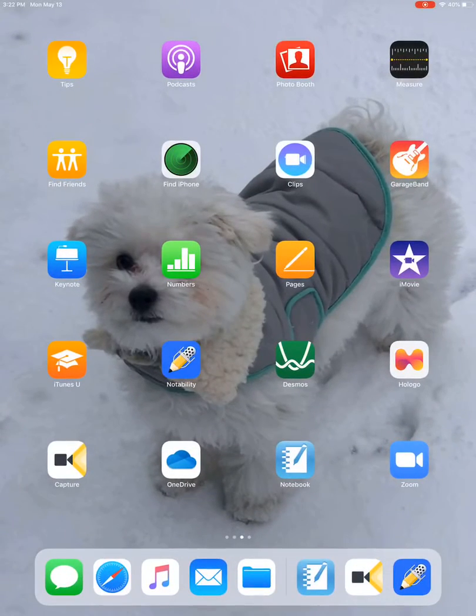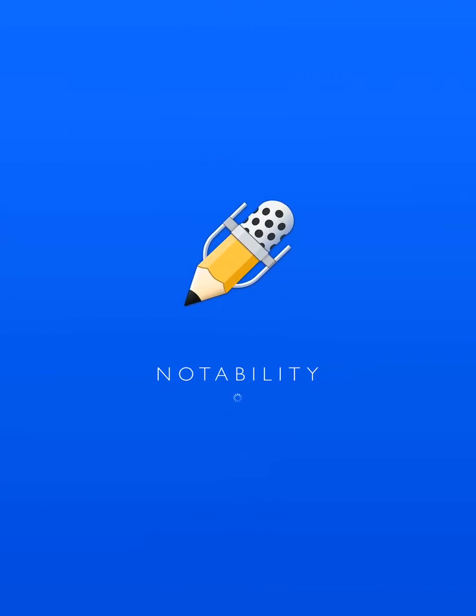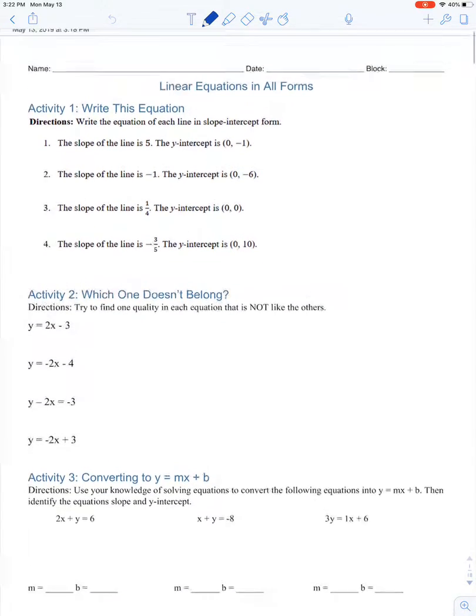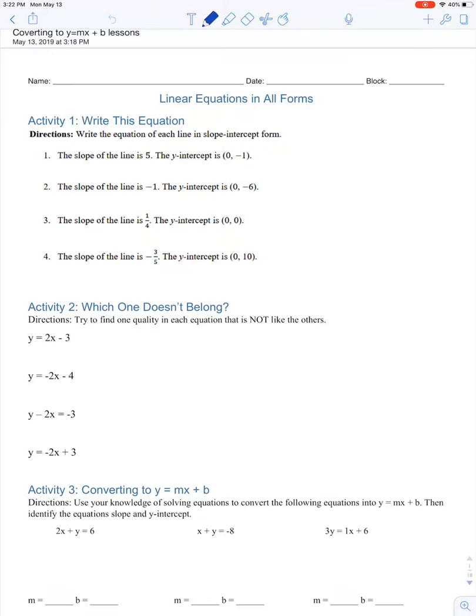Right, hi guys. So today we're going to be doing lesson 2 of our converting to slope-intercept form lessons. Yesterday we talked about how to write an equation in y equals mx plus b form.